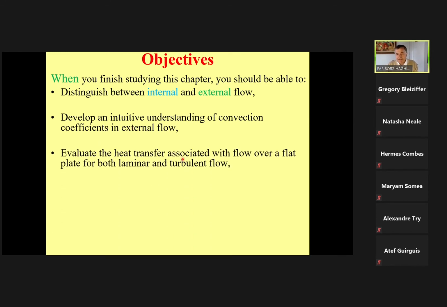Evaluate the heat transfer associated with flow over a plate, both for laminar and turbulent. We found an equation that gives us a local value, but now we are trying to find an average heat transfer coefficient. That's exactly what we're trying to look at. The equation that we have gives you Hx, which means at a given point, at x equal 0.5, at x equal 0.75. But now, when I look at the building, I would like to look at how much heat loss there is on average from the roof of the building.